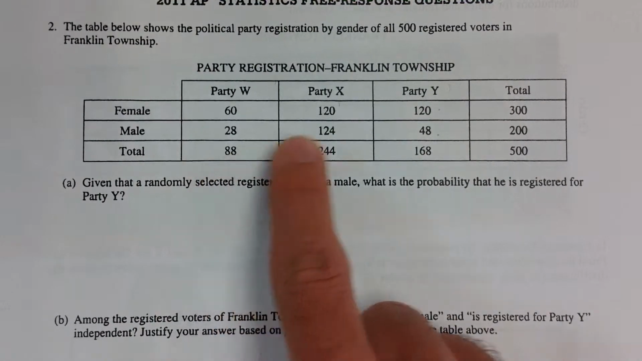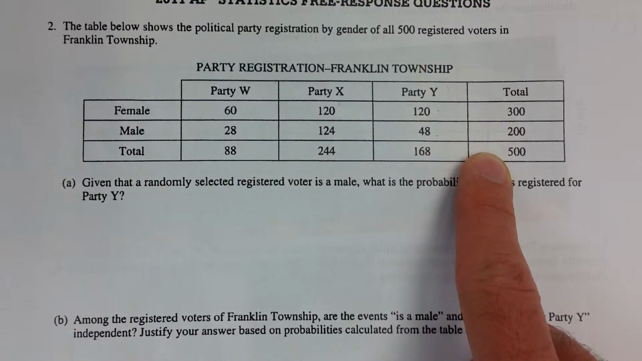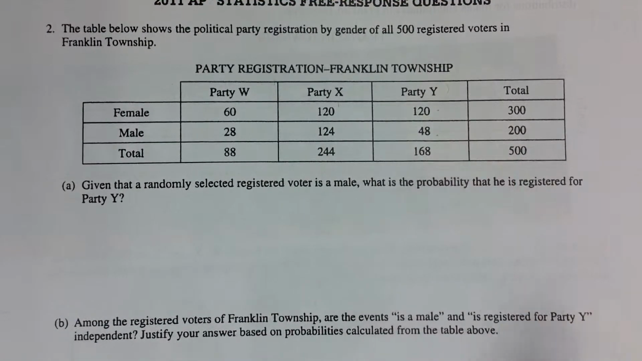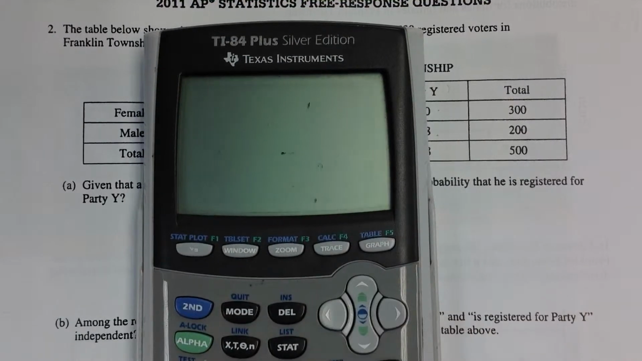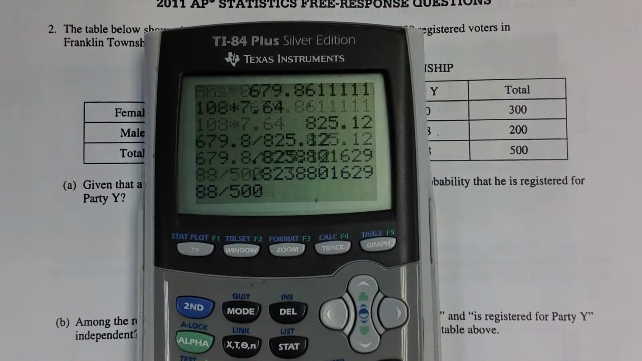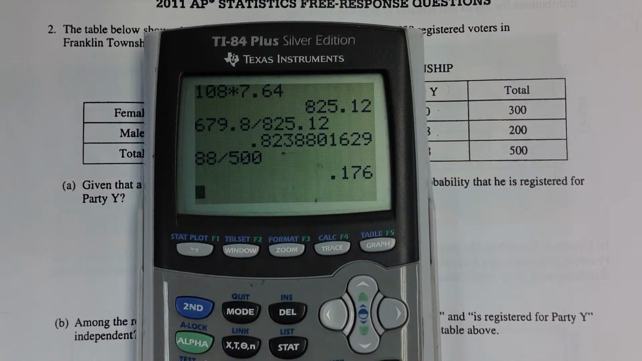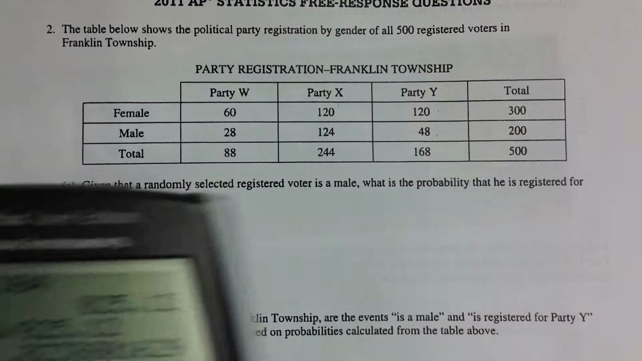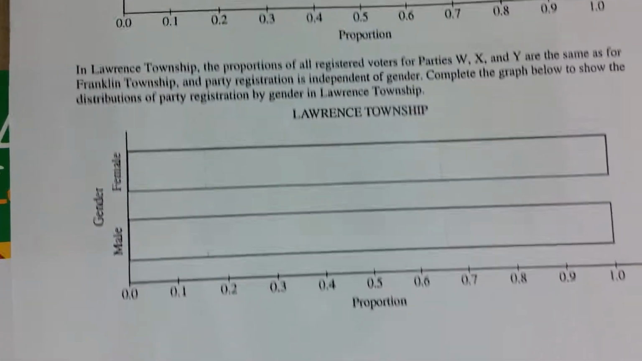So 88 divided by 500 gives you the overall registration rate for party W, 17.6%. If gender has nothing to do with party registration here, I expect 17.6% of females to be in party W and 17.6% of males. Capiche? Make sense? Okay. I don't know what you're thinking, but I will move on.